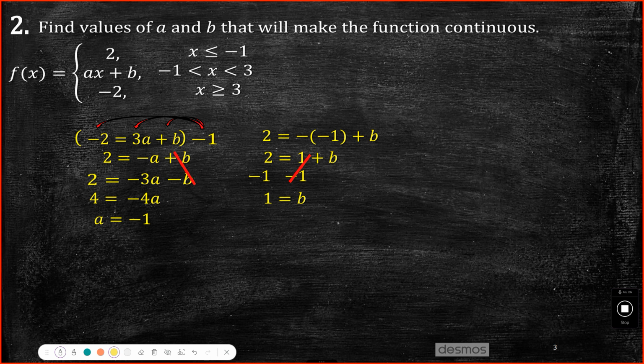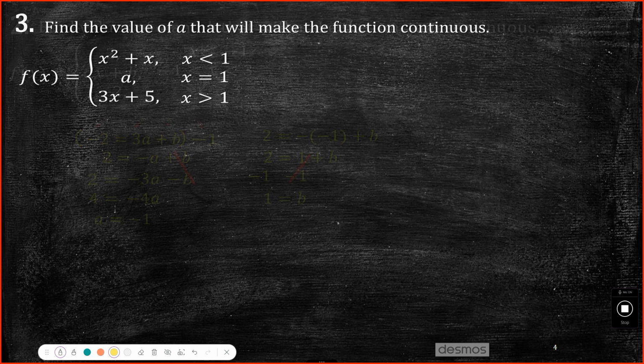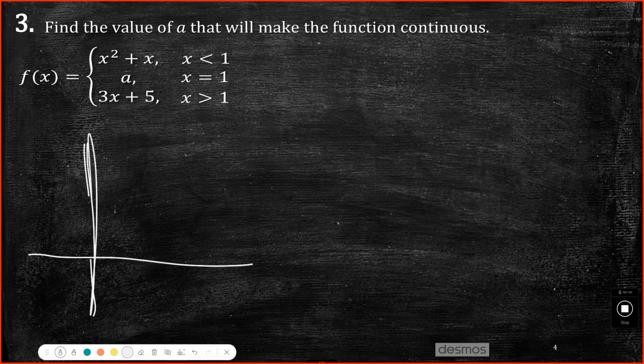Last problem we're doing. Problem number 3. Find the value of A that will make the function continuous. So you see here, let me graph it, have an idea of what I'm looking for. Erase this whole thing, let me start over.